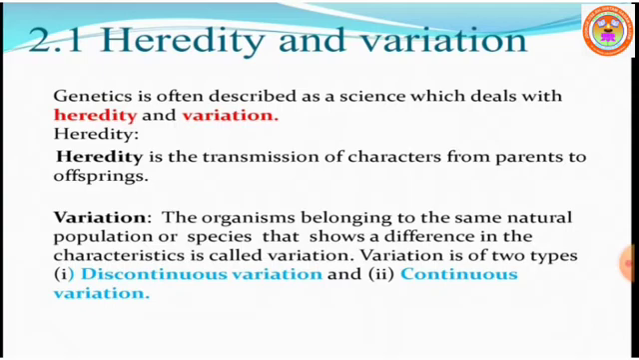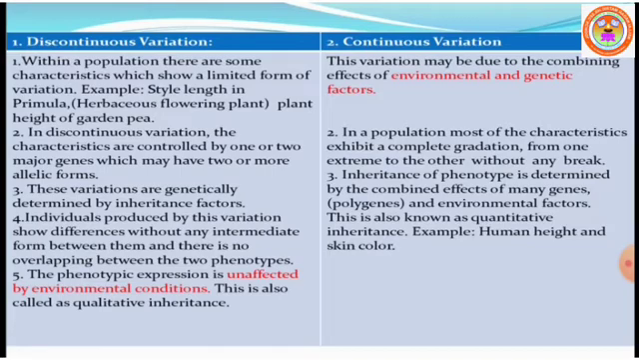Let us continue with the types of variation. First, let us see discontinuous variation. Within a population, there are some characteristics which show a limited form of variation, not all the characters in living organisms. For example, in some plants we observe discontinuous variation: style length in primula and plant height in garden pea plant.